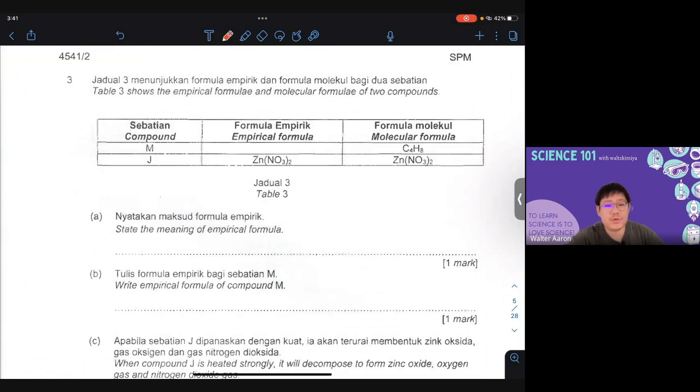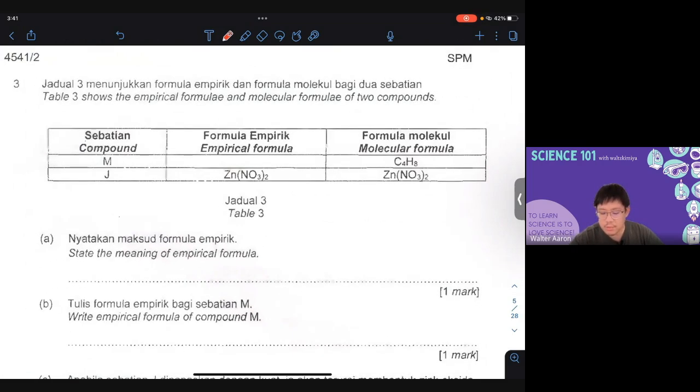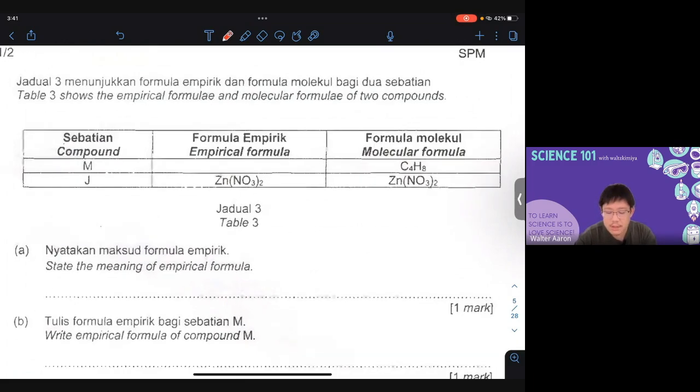Table 3 shows the empirical formula and molecular formula of 2 compounds. We have compound M, which has a molecular formula of C4H8, and we have J, which has an empirical formula of Zn(NO3)2, and the same goes for the molecular formula. So there's a blank spot there. I think they want you to write it inside the empirical formula. So here, this is C4H8. The 4 and 8 can be divided by 4. So the simplest ratio will be CH2. Okay, CH2 is the answer.